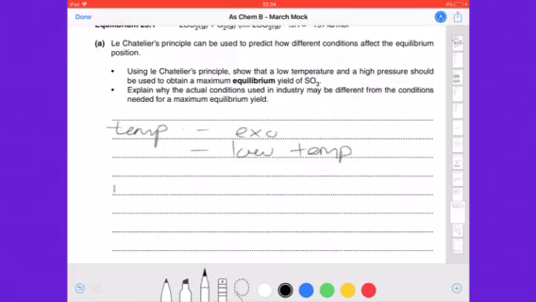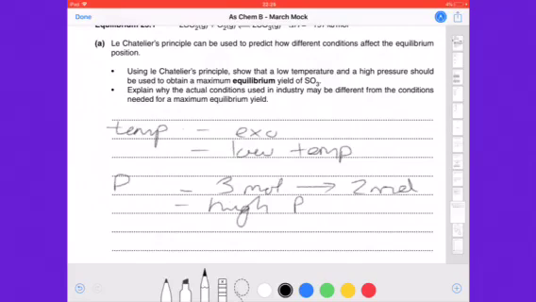For pressure, we need to identify that there are 3 moles on the left hand side of the reaction, and that goes to 2 moles on the right hand side of the reaction. For this reason, it's important to use a high pressure in order to maximise the yield.